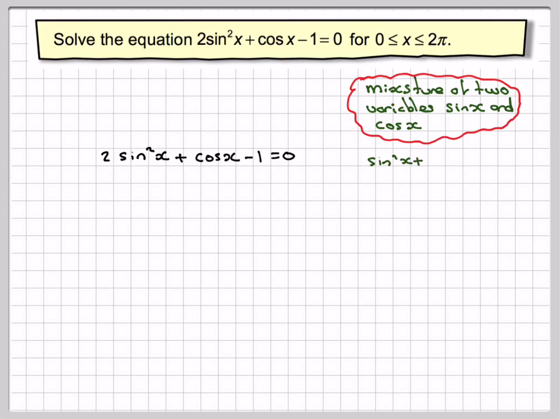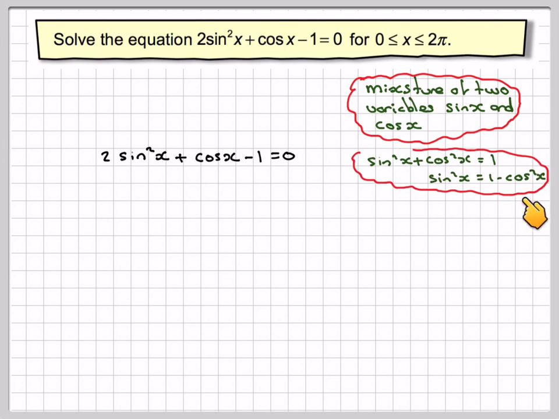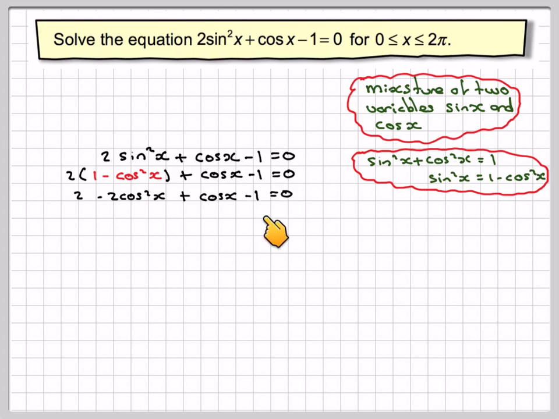So we're using one of the Pythagorean relationships, which is sine squared plus cos squared is equal to 1. Because we want to make sine squared equal to cos, we rearrange that: sine squared x will be 1 minus cos squared x. Now we put 1 minus cos squared x instead of sine squared x. We've got 2 times 1 minus cos squared x plus cos x minus 1 is equal to 0. Expanding the bracket, we get 2 minus 2 cos squared x plus cos x minus 1 is equal to 0.